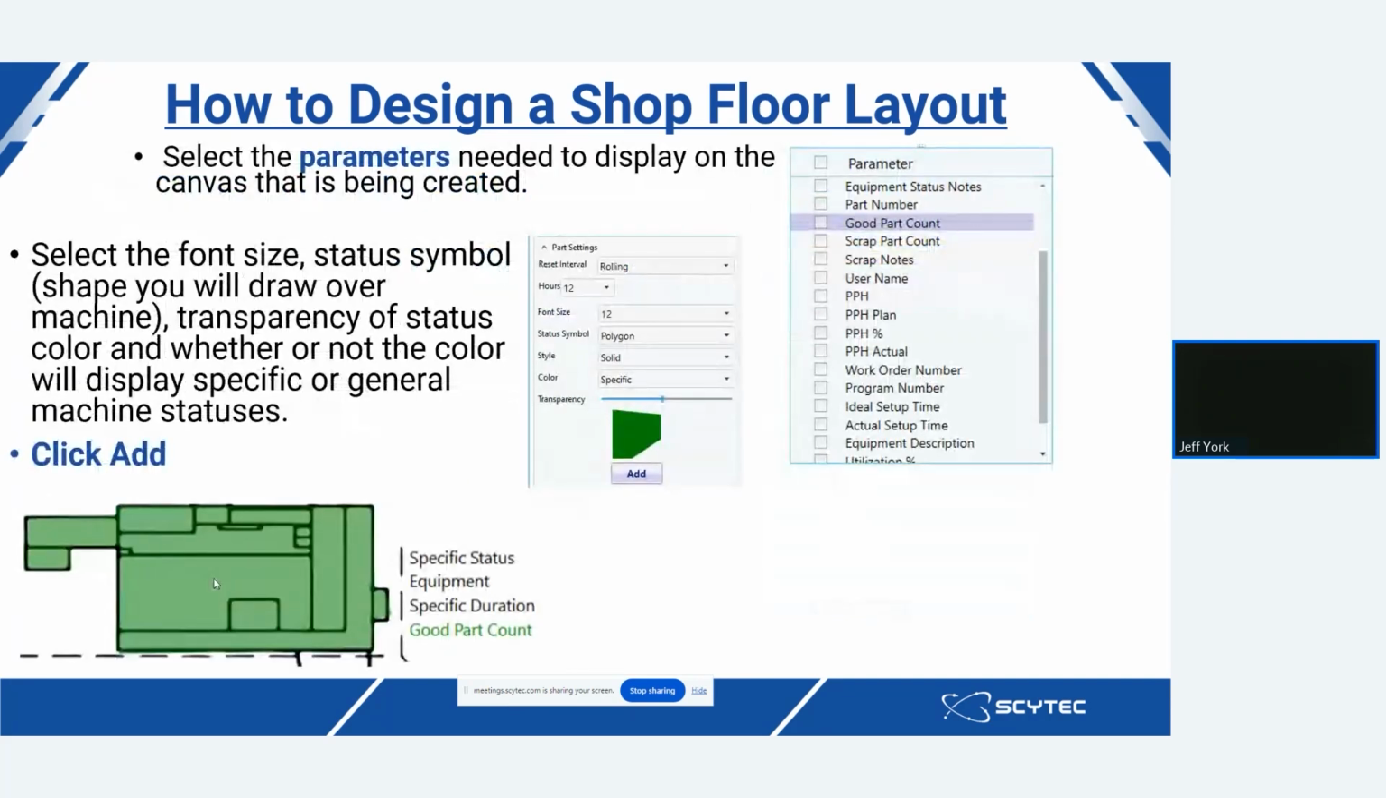So once you select your parameters, which you can see over there on that top right image, from there you will describe what font size, the status symbol. We usually recommend the polygon, the style, and what you want, so if you want to have a solid overlay or a framed hollow one. And then you can also dictate the transparency that is overlaid on it.